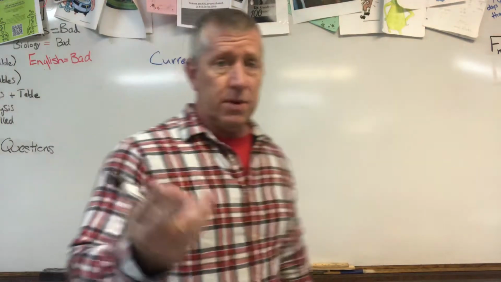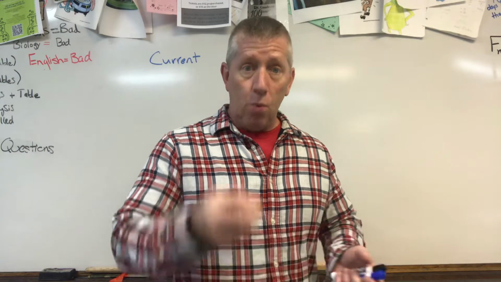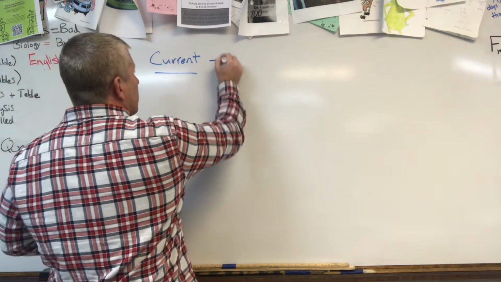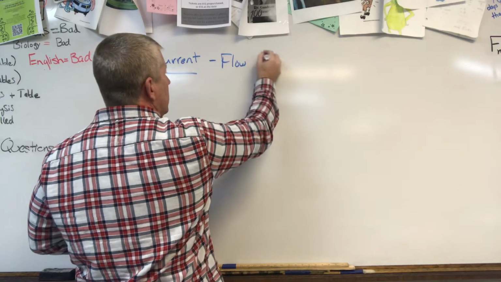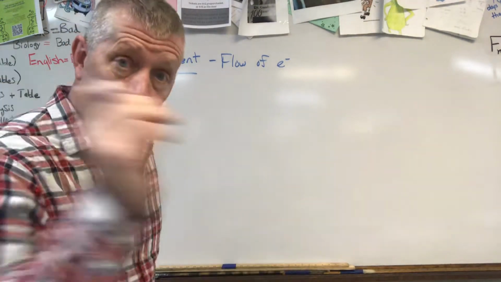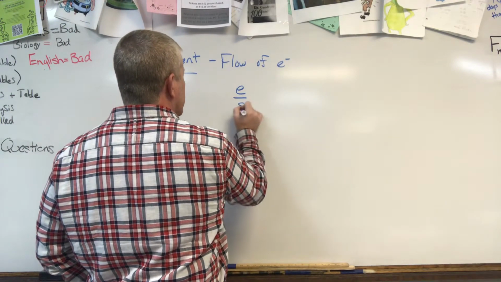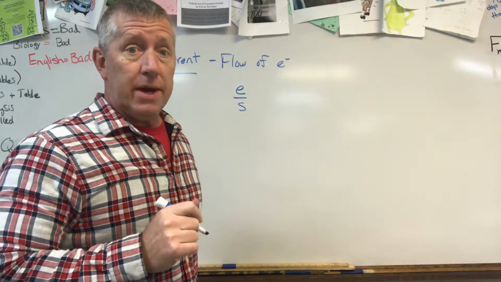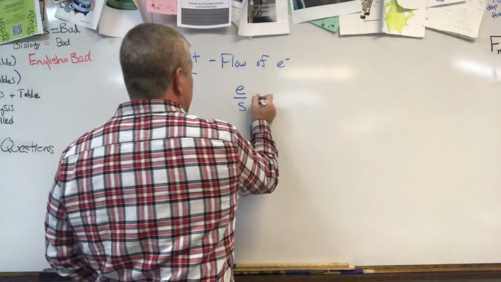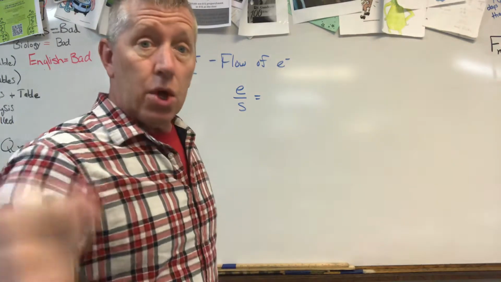Again, it could be protons, it could be positive things moving, but typically that doesn't happen unless we have a solution of something. So when we're talking about wires, we're talking about electrons. Current is the flow of the electrons. So there's a rate there, the amount of electrons per second, and electrons are a particular kind of charge. So this is the amount of charge per second, and we measure charge in coulombs.